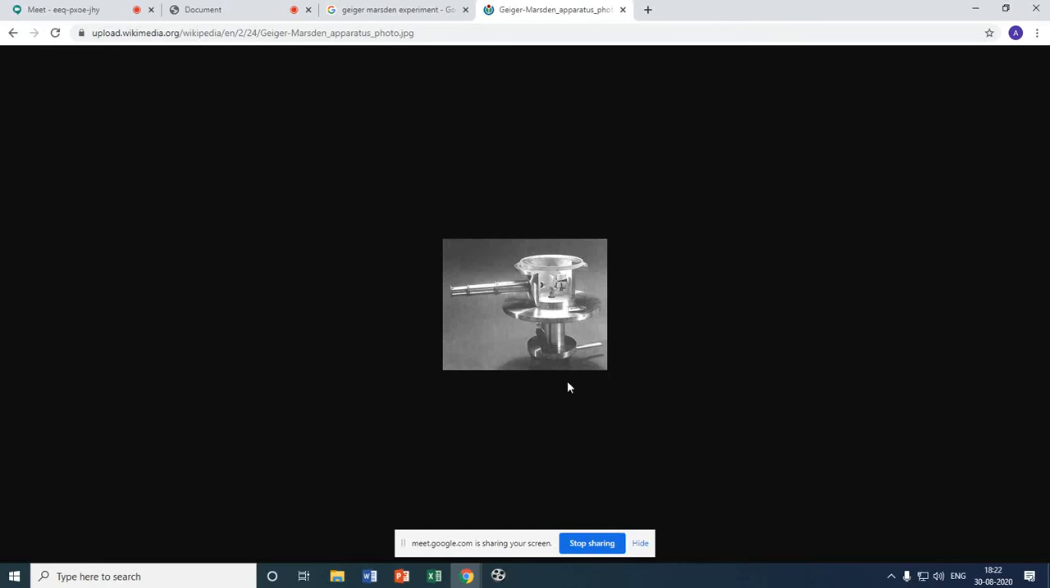Can you see? The picture is very small. There is a gold foil. From here the alpha particles come through this tube and hit it, and then it rotates. They have opened this section for you to see, and there is a plate all along this side, so from there we will be able to calculate.